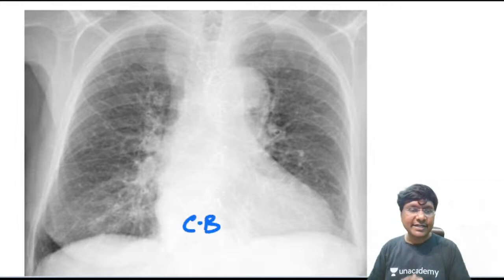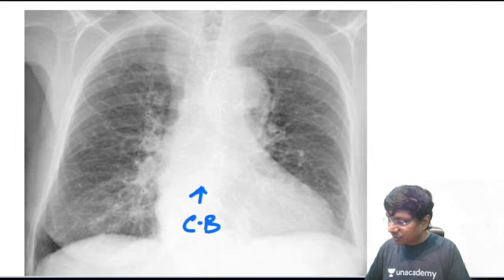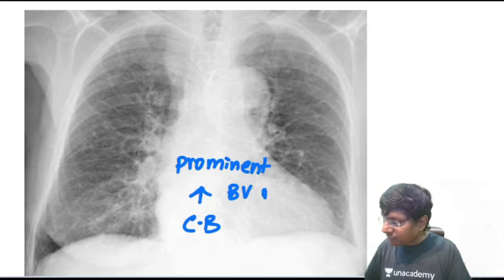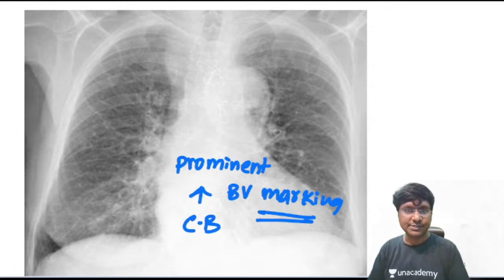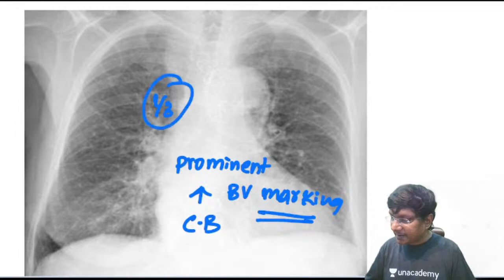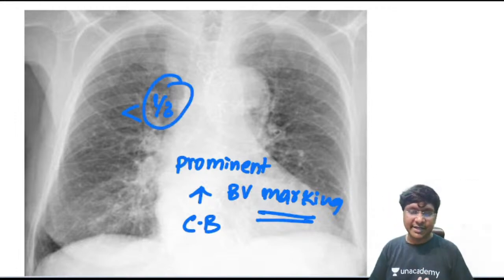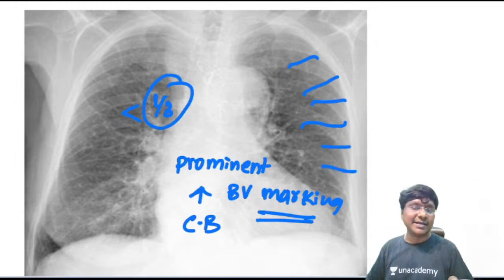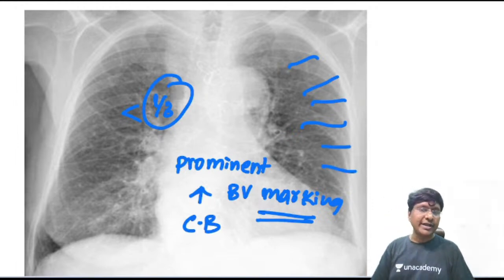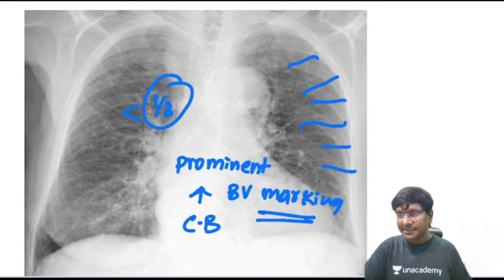Next, followed by that, chronic bronchitis. So in chronic bronchitis, what will be the chest x-ray picture? There will be prominent bronchovascular markings. Normally the bronchovascular markings will be present in less than 1/3 of the parasternal area. If the bronchovascular markings are present in more than 1/3 of the parasternal area, we call it prominent bronchovascular markings.